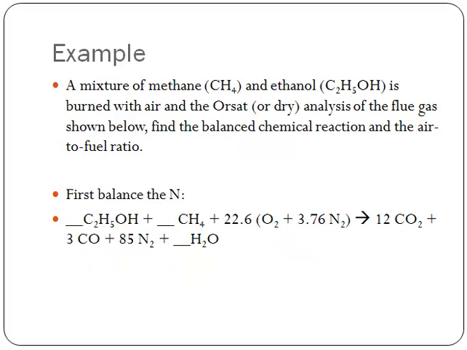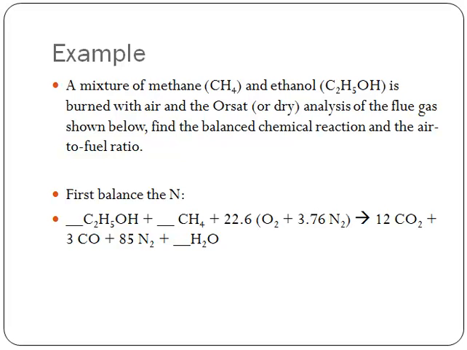This time I want to start by balancing the nitrogen, because I know that the nitrogen that comes out came in. So very simply, if I know I've got 85 moles of nitrogen coming out, then I had 85 coming in. I need to know how much was in it as air, so dividing by 3.76 says I have 22.6 moles of air, or 22.6 moles of oxygen also. So now I know how much oxygen I have because I did the nitrogen balance.